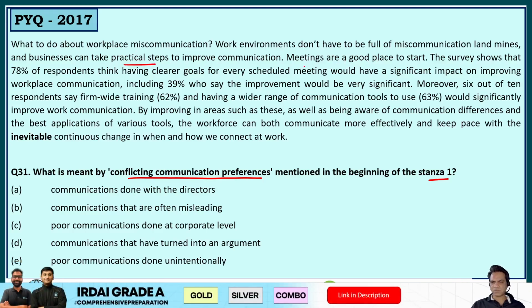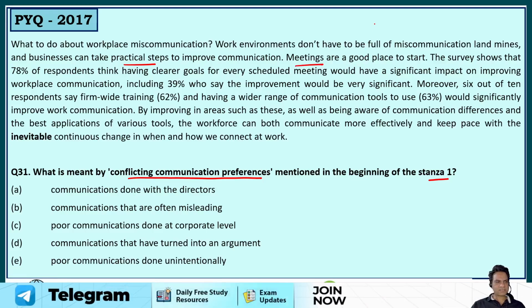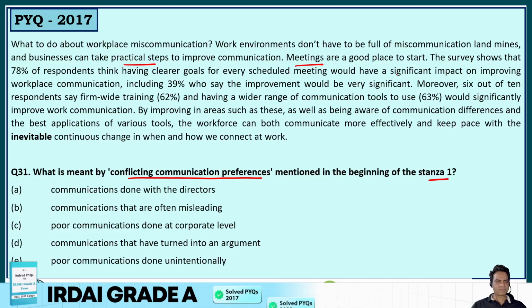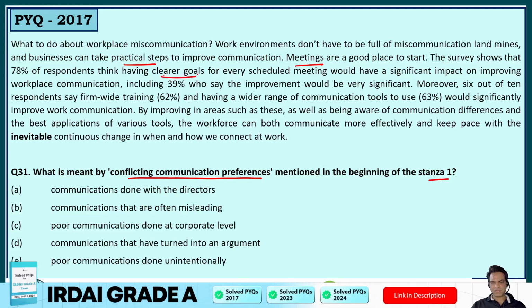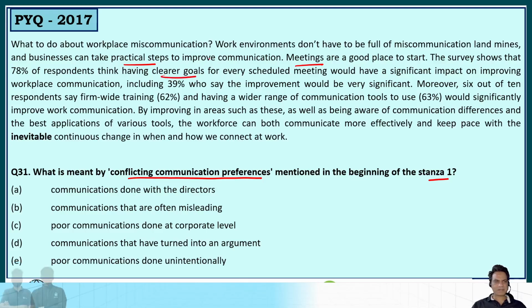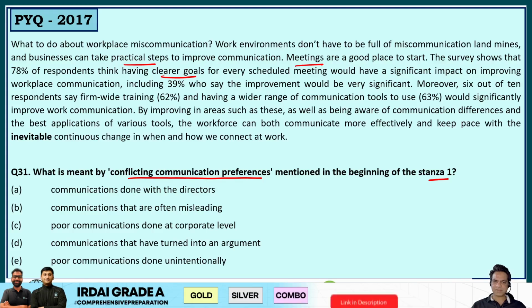Meetings are a good place to start. The survey shows that 78% of respondents think having clearer goals for every scheduled meeting would have a significant impact on improving workplace communication, including 39% who say the improvement would be very significant.